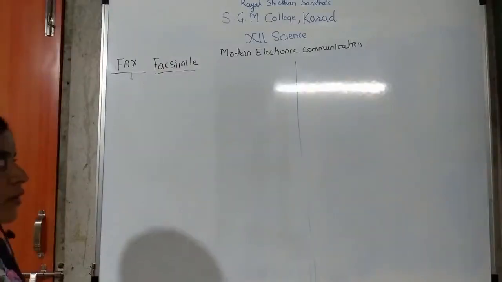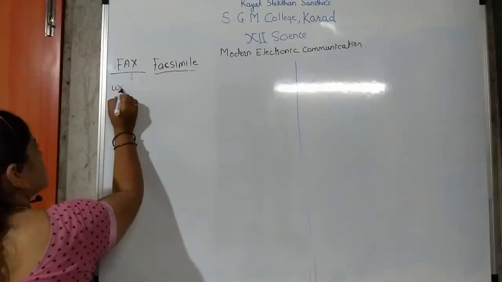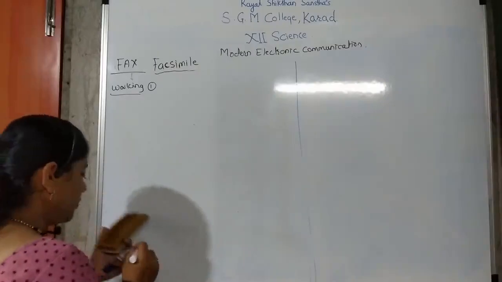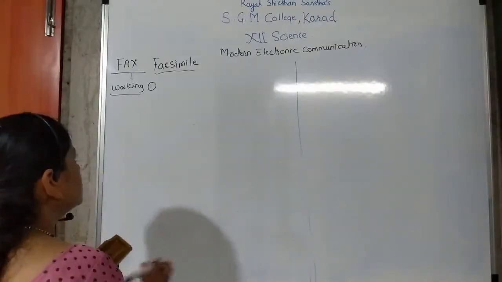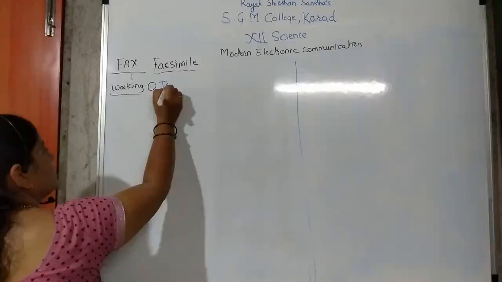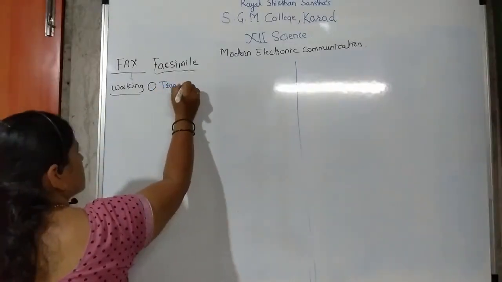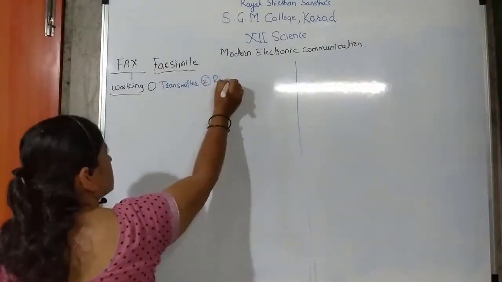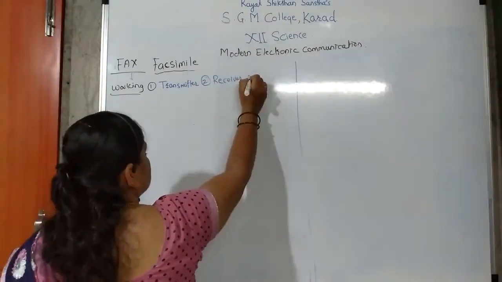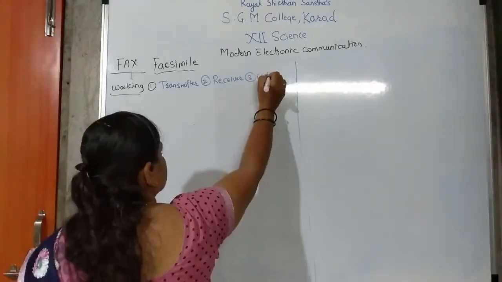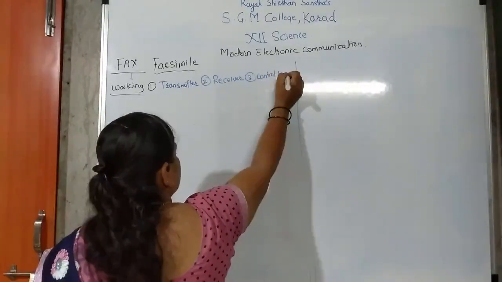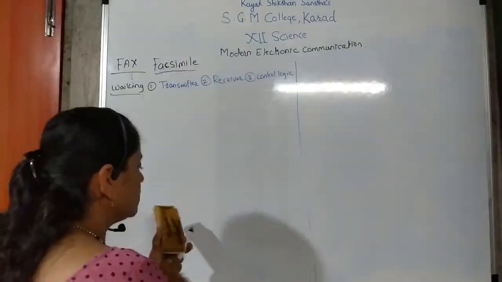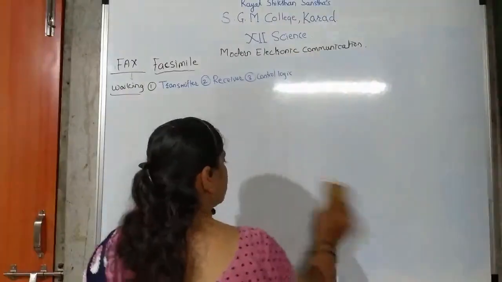We'll see the working of it. In working, there are 3 points. First is transmitter. Second is receiver. And third is control logic. So we'll draw the block diagram for working.